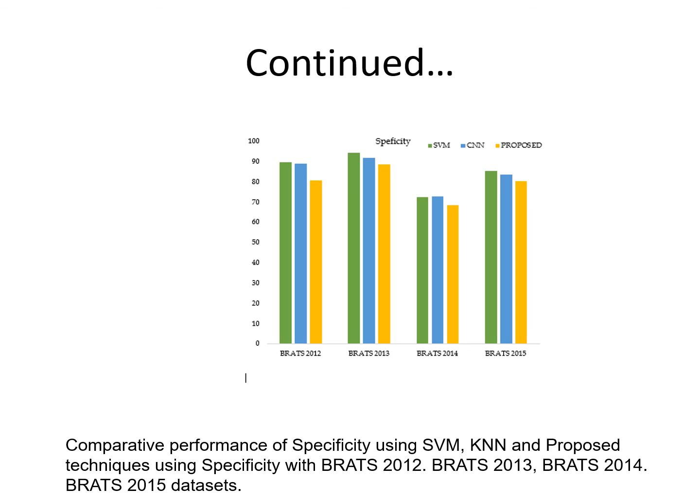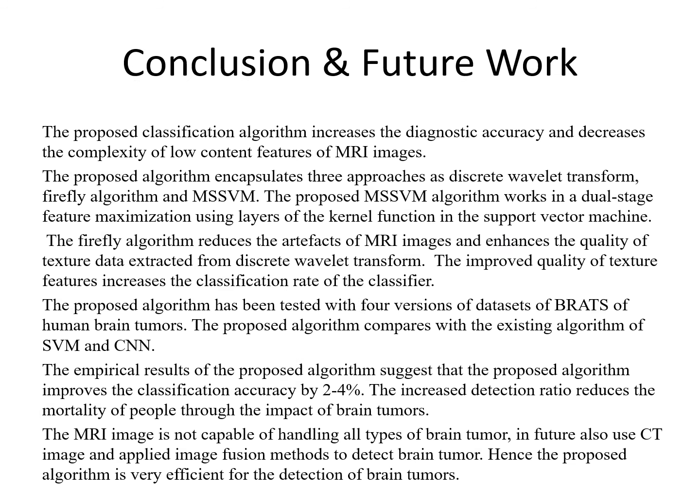Here is the comparative performance of specificity using SVM, CNN and proposed technique. So green represents SVM, blue is for CNN, and proposed is orange. So here in BRATS 2013 and BRATS 2015, our method is showing better results in specificity as compared to the SVM and CNN.